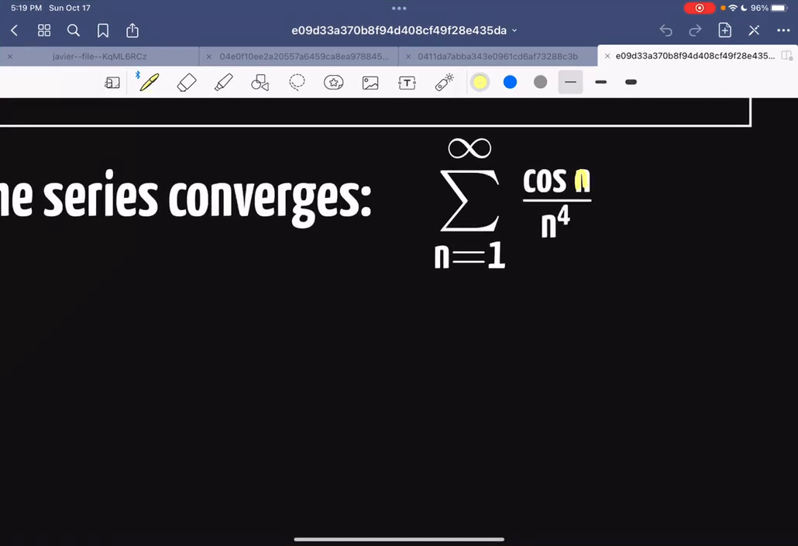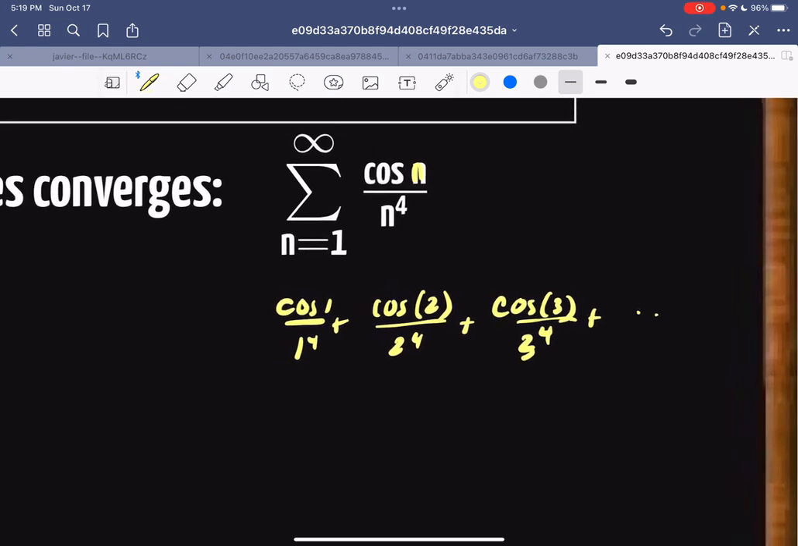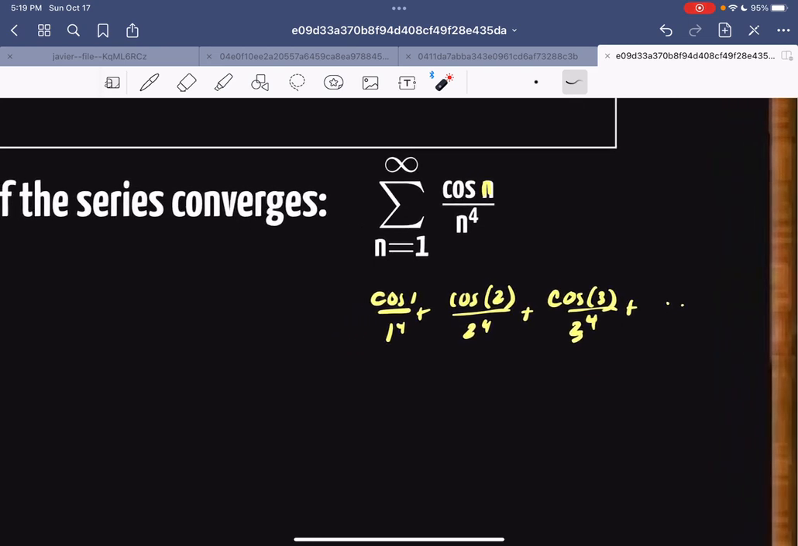All right, so I was saying that for this one, we have something like this: cosine of 1 radian divided by 1 to the fourth plus cosine of 2 radians divided by 2 to the fourth plus cosine of 3 radians divided by 3 to the fourth, and so on and so forth. This one is sort of strange as well because you don't know what's happening here. Some of these might be positive, some of them might be negative, and the pattern might be all over the place.